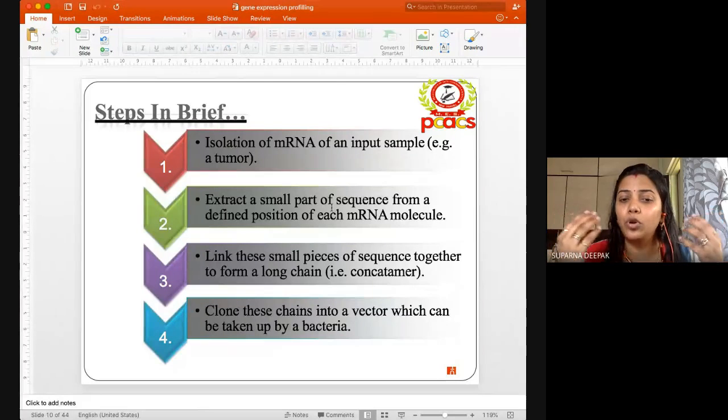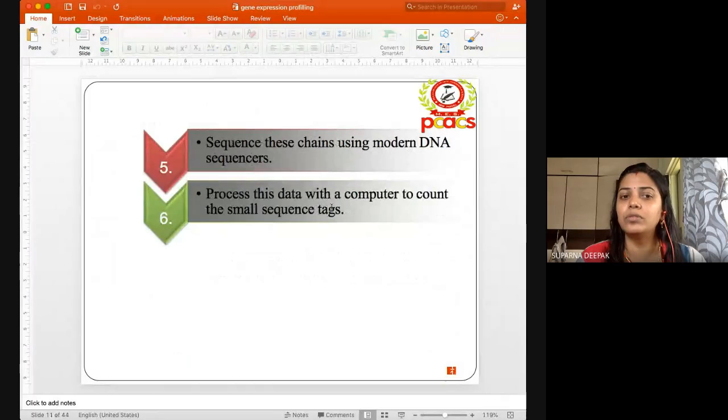Now you have to clone these concatemers or these chains into vectors and then put them in bacteria. Once that has been done, you sequence these chains using DNA sequencing methods and process the data with a computer to count the small sequence tags. How many of these tags there are, you have to count. Okay, so these are the steps in brief.